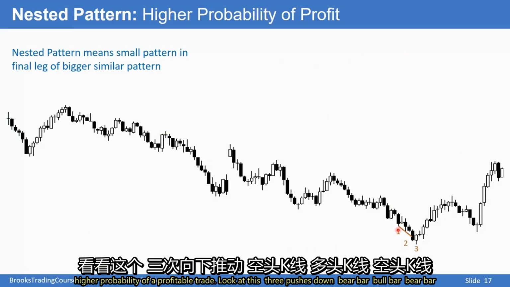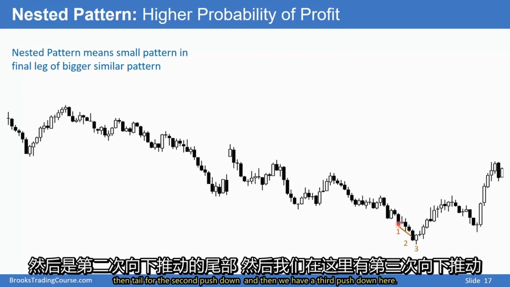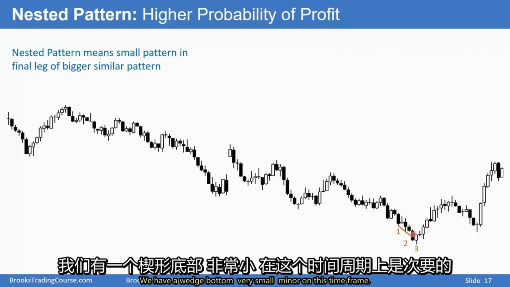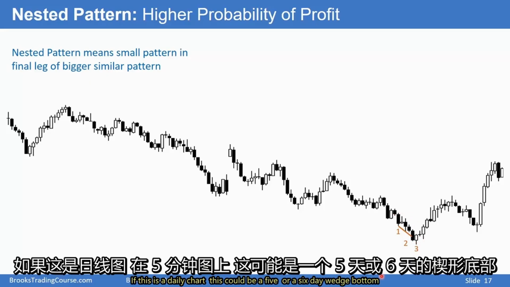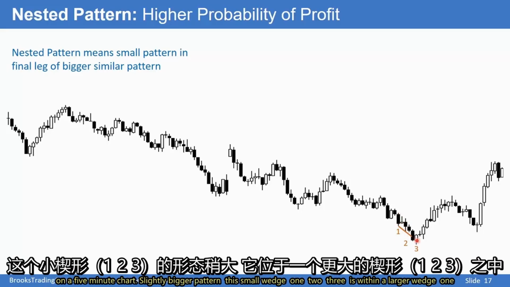Look at this, 3 pushes down, bear bar, bull bar, bear bar, then tail for the second push down, and then we have a third push down here. We have a wedge bottom, very small, minor on this time frame. If this is a daily chart, this could be a 5 or a 6 day wedge bottom on a 5-minute chart.